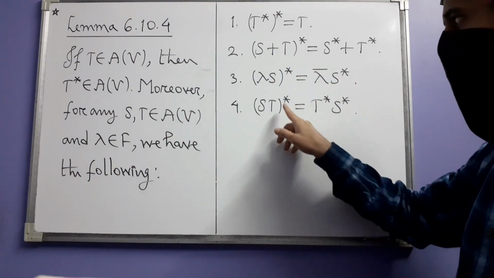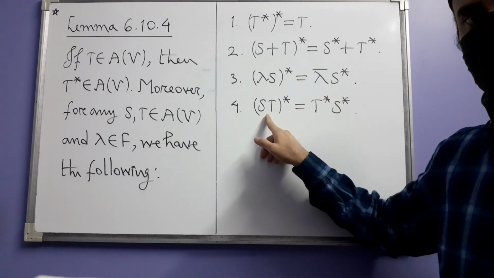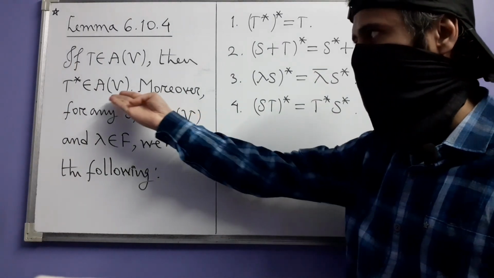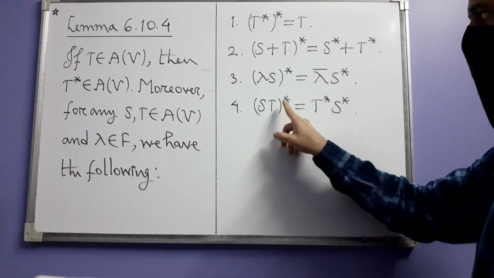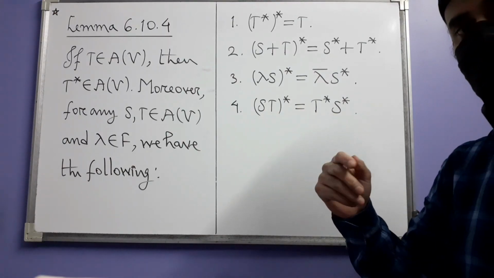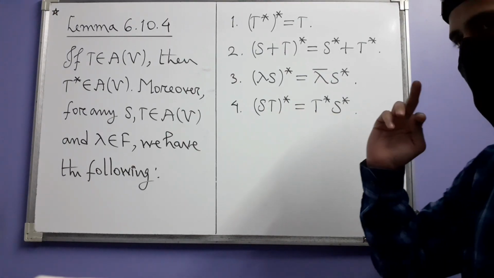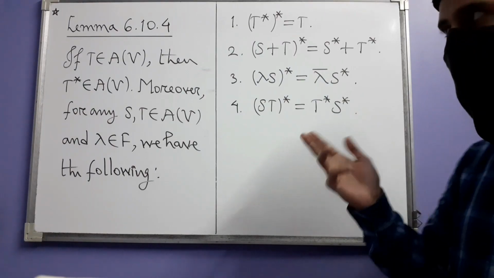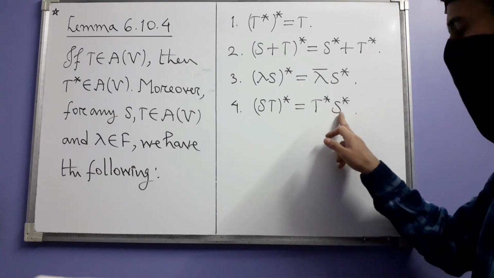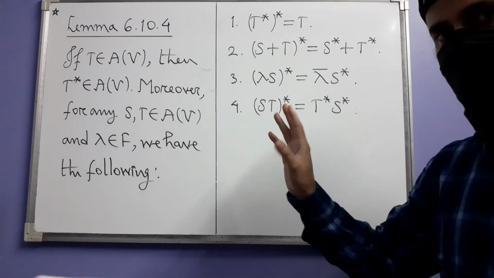And finally, it also interacts with multiplication of operators, which is also available to us because we are in an algebra. The Hermitian adjoint of ST equals the product of their Hermitian adjoints, but in the other order. The things get flipped. T comes first, followed by S. T star, S star. We will prove it in the next video.